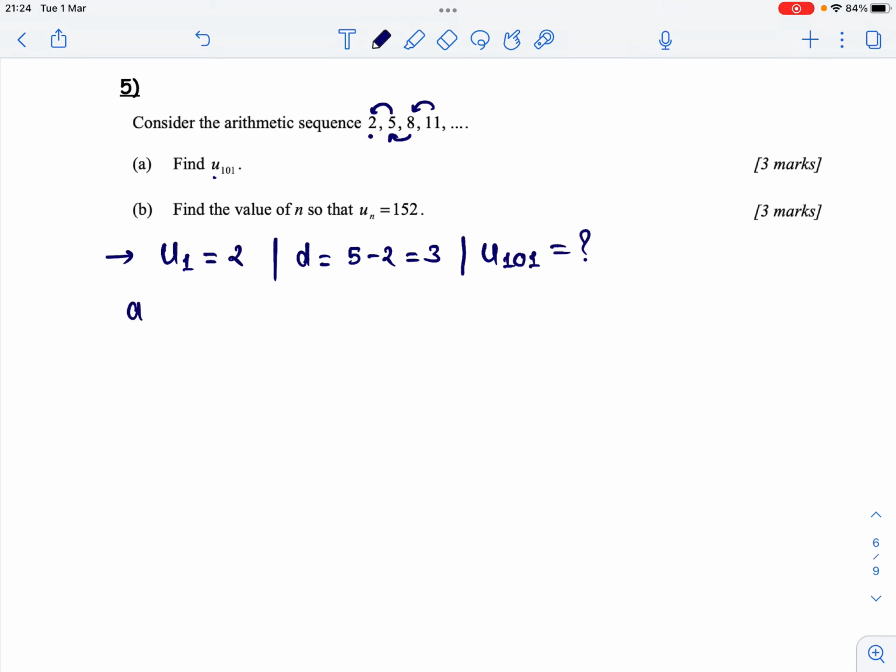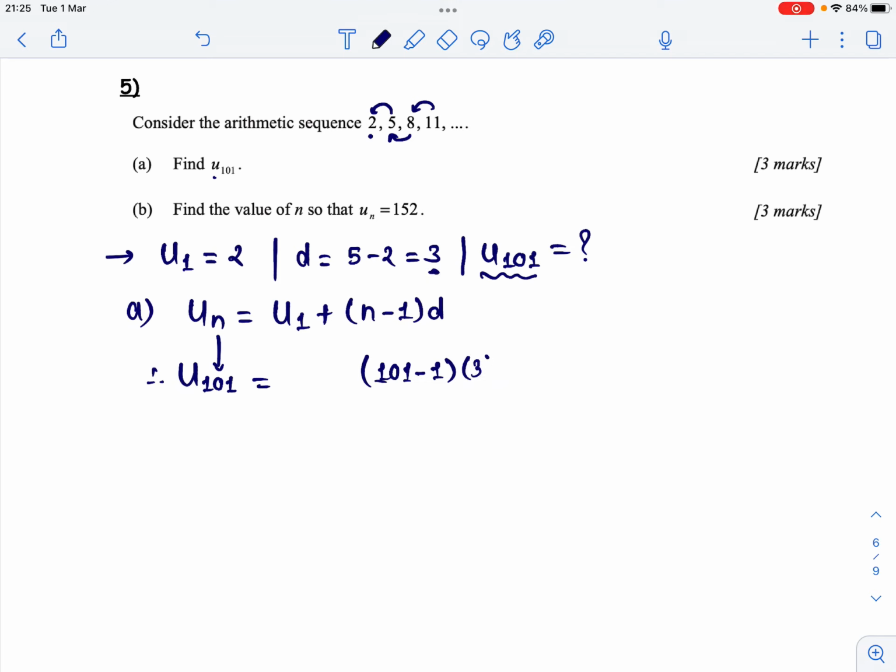We will use the un formula: u1 plus n minus 1 times d. Below un I am writing u of 101. So in comparison, your n should be 101. I am filling that in first. 101 minus 1. Use brackets wisely.